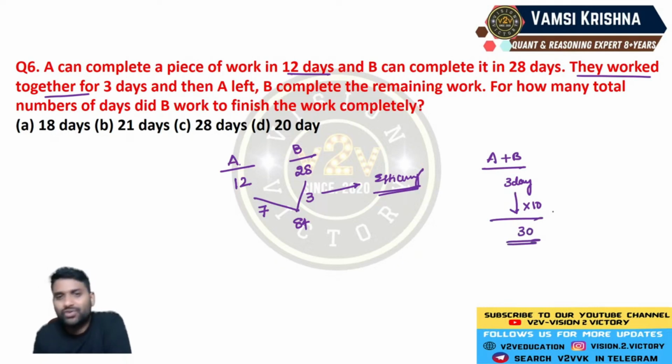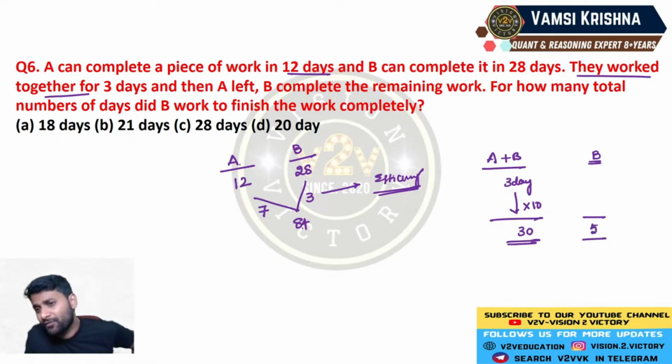Now the information you should understand is that A left the work. A and B initially start work together and A left the job, which means B is working alone. Now we need to complete the remaining work. Out of 84 units, AB completed 30 units in the first 3 days. Now, what is the remaining work? 54 units of work are completed by B alone.